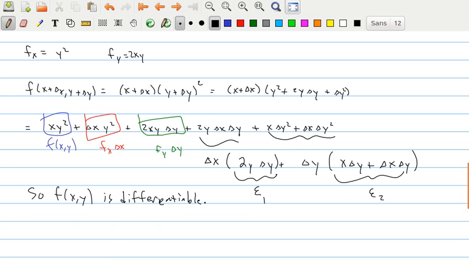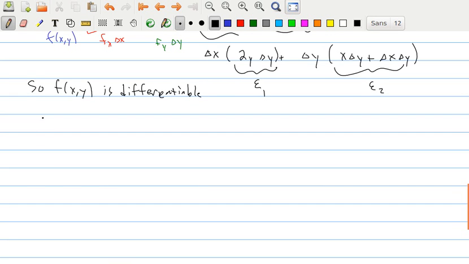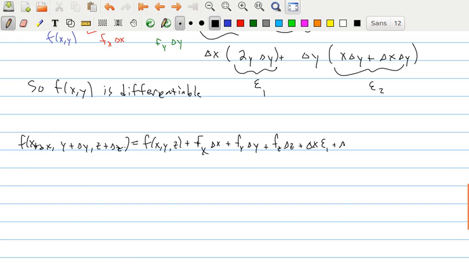Now this idea holds in functions of three variables in much the same way. We say that a function is differentiable if f of x plus delta x, y plus delta y, z plus delta z is equal to our starting value, f of x, y, z, plus the partial with respect to x times delta x, partial with respect to y times delta y, partial with respect to z times delta z, plus delta x times epsilon 1, delta y times epsilon 2, and delta z times epsilon 3, where epsilon 1, epsilon 2, epsilon 3 all go to 0 as delta x, delta y, and delta z go to 0.